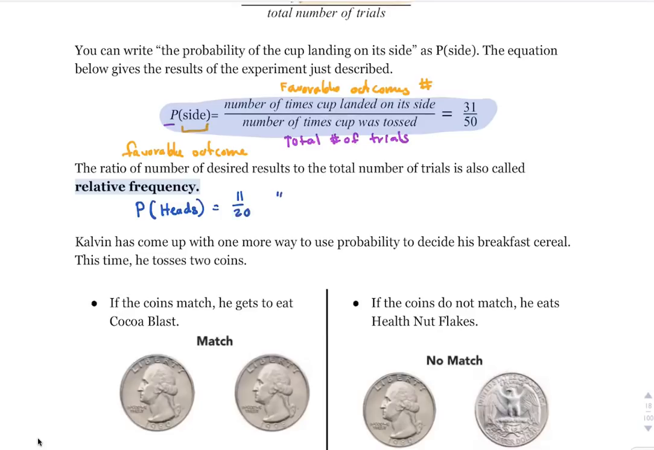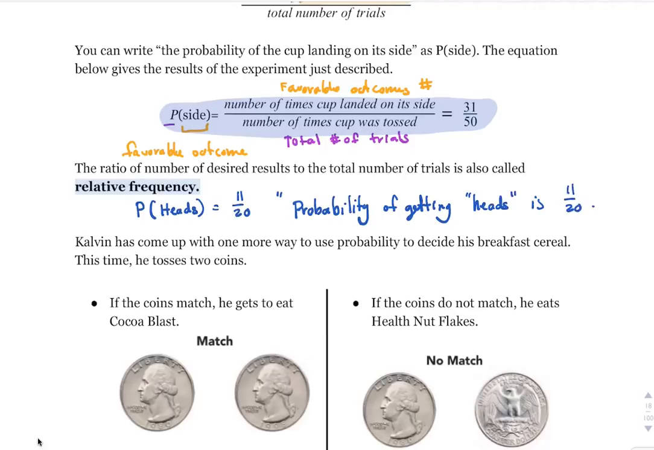And this statement means the probability of getting a heads coin flip is, that's our equal sign, 11 out of 20 trials. Okay, that's an experimental probability.